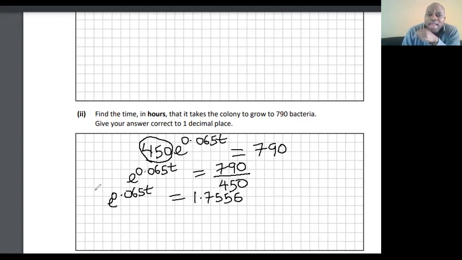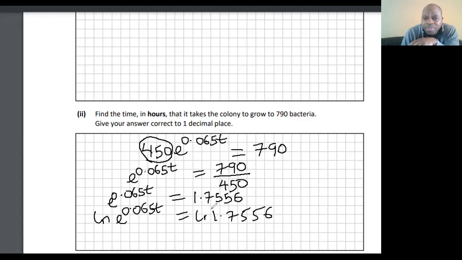What you should do is take ln of both sides. So exponential 0.065t equals 1.7556. In mathematics, you want to get rid of this exponential; you can't work with this exponential raised to the power of t. So you need to get rid of the exponential. If you take ln of both sides, ln always cancels out the exponential.